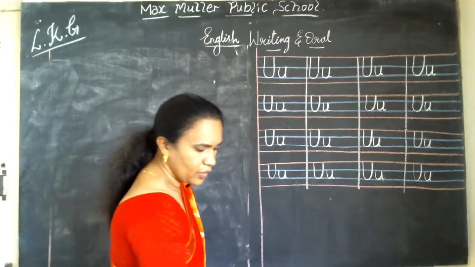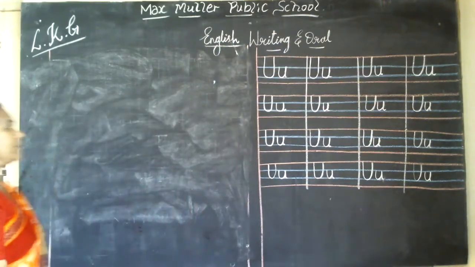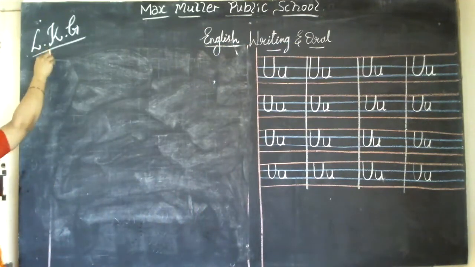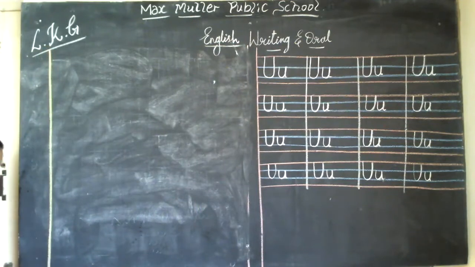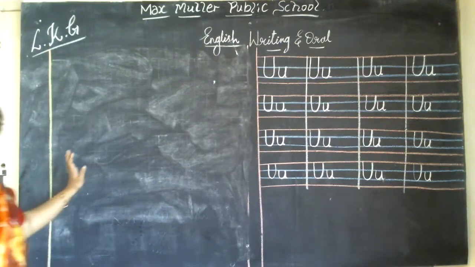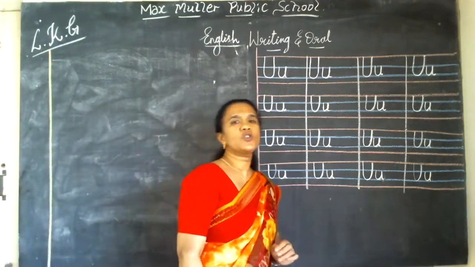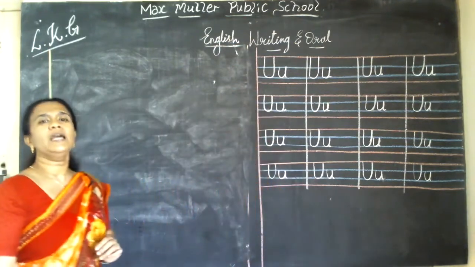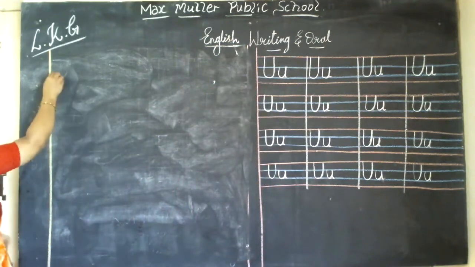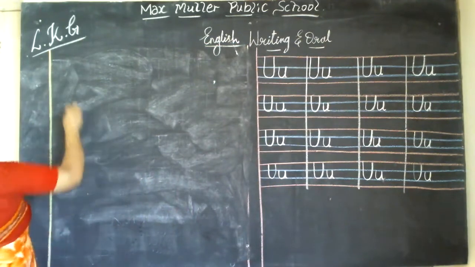Now we'll read orals. Okay. This too you have to write it in your classwork. Okay. Capital T, small t, and capital U, small u, you have to write it in your classwork. This way you have to read. Okay.